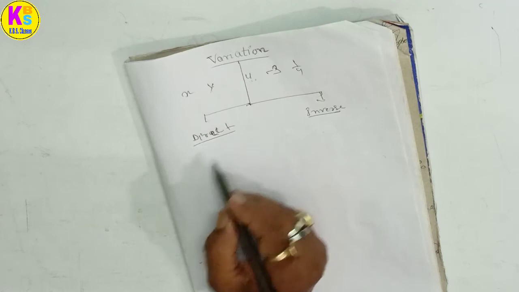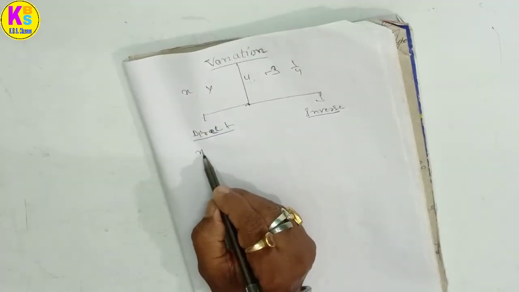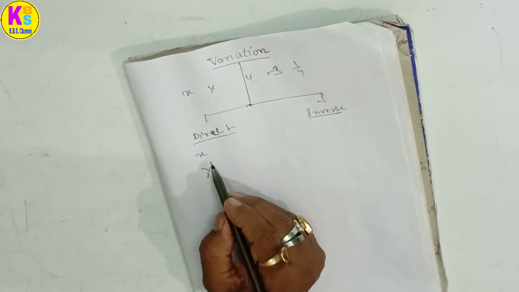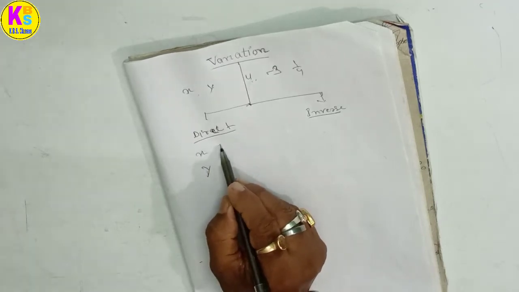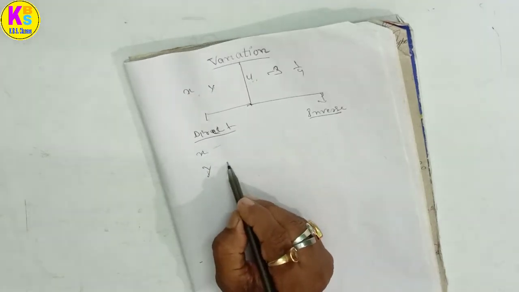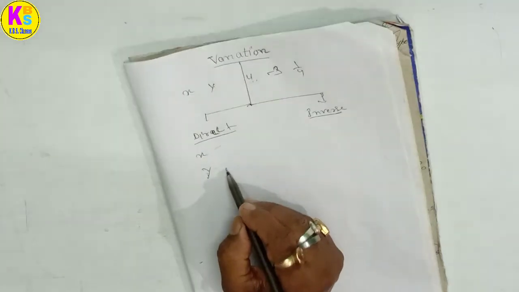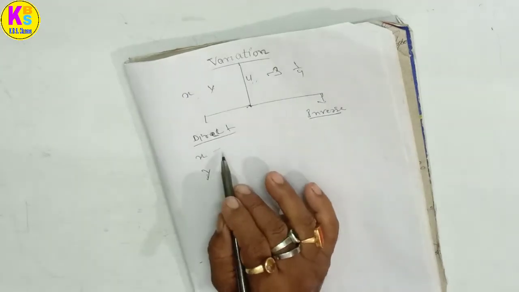Direct variation means if there are two variables, suppose x and y, they are related with each other in such a way that if the value of x is increasing, the value of y is also increasing. If the value of x is decreasing, the value of y is also decreasing. Such variation is called direct variation.